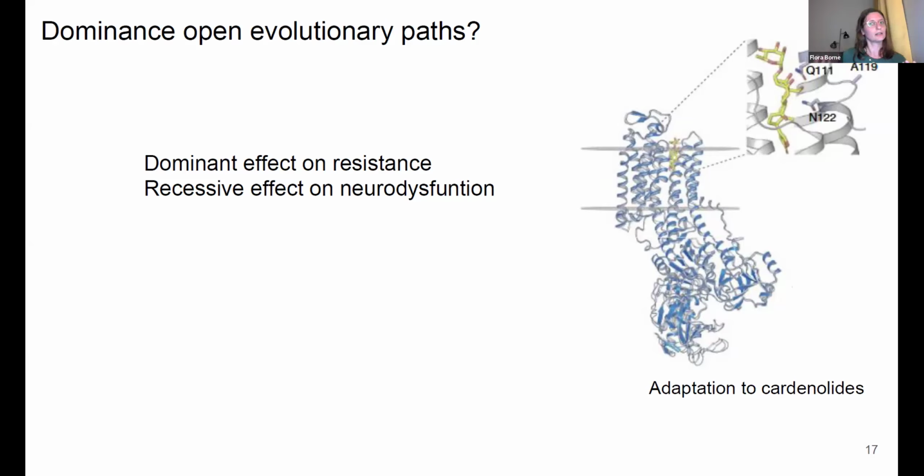And so we think that this kind of mutation could have been maintained in the population, giving some level of resistance at the population level, and then giving some time for other mutations to arise and compensate this deleterious effect, and so drag the final haplotype to fixation.